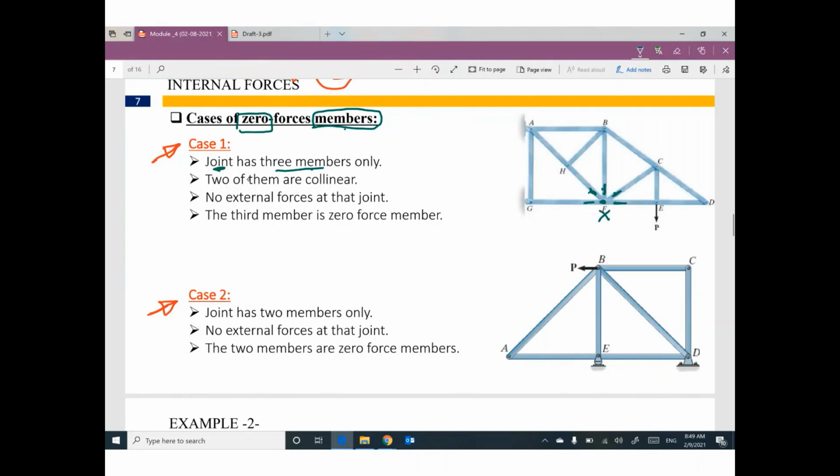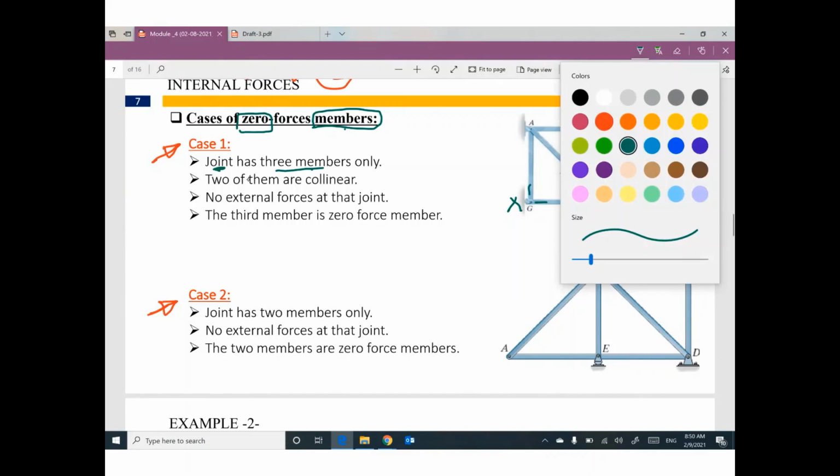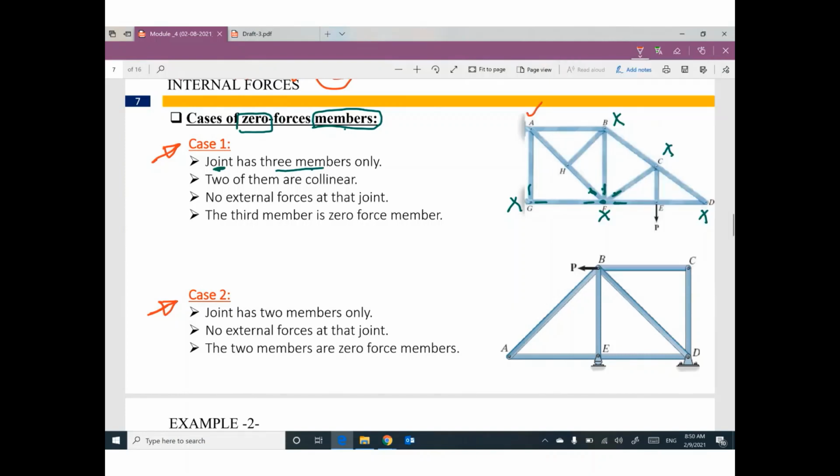Joint G will not be considered. Joint D will not be considered. Why? Because joint G has 2 members. No, we are looking for joint with 3 members. I believe joint B will not be considered. We have 4. Joint C will not be considered. We have 4. I believe probably joint A, joint H, joint E can be considered.